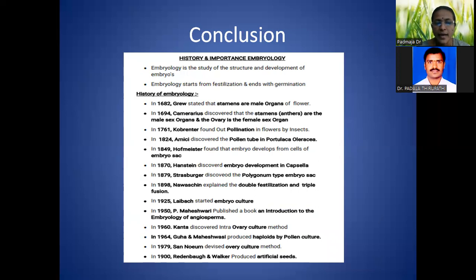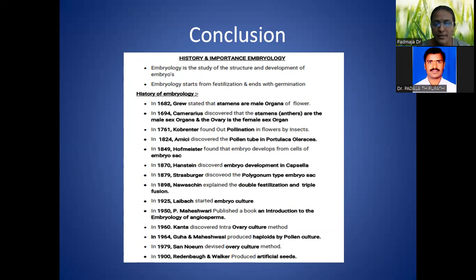In 1898, Nawaschin explained double fertilization and triple fusion. So this bit we have to remember: double fertilization and triple fusion by Nawaschin. In 1950, P. Maheshwari published a book, An Introduction to the Embryology of Angiosperms. He is also considered the father of plant embryology, Panchanan Maheshwari. And in 1960, Kanta discovered intra-ovarian pollination.